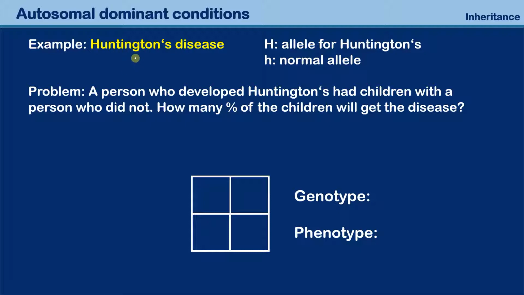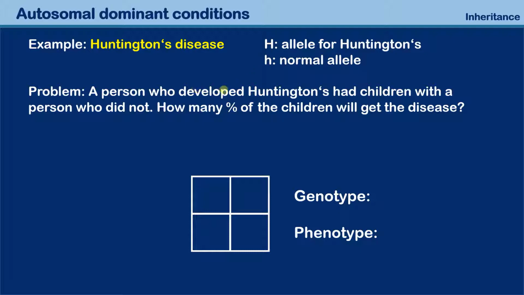It is an issue where essentially you become more and more dependent on other people as you grow older because you start to lose body control. And in this case, capital H is the allele for Huntington's disorder. And if you carry a capital H, the dominant allele, then you will develop Huntington's, and lowercase h is the normal allele. So it's the other way around to the autosomal recessive conditions.